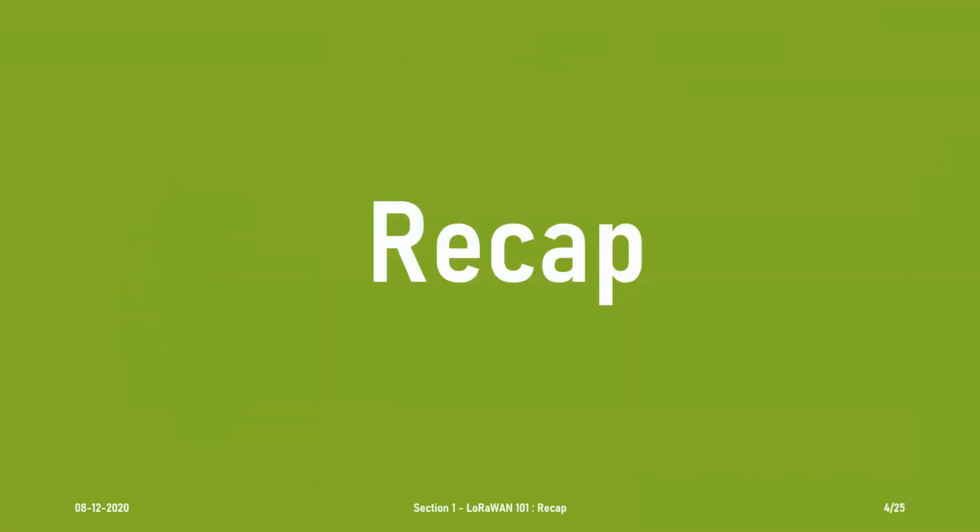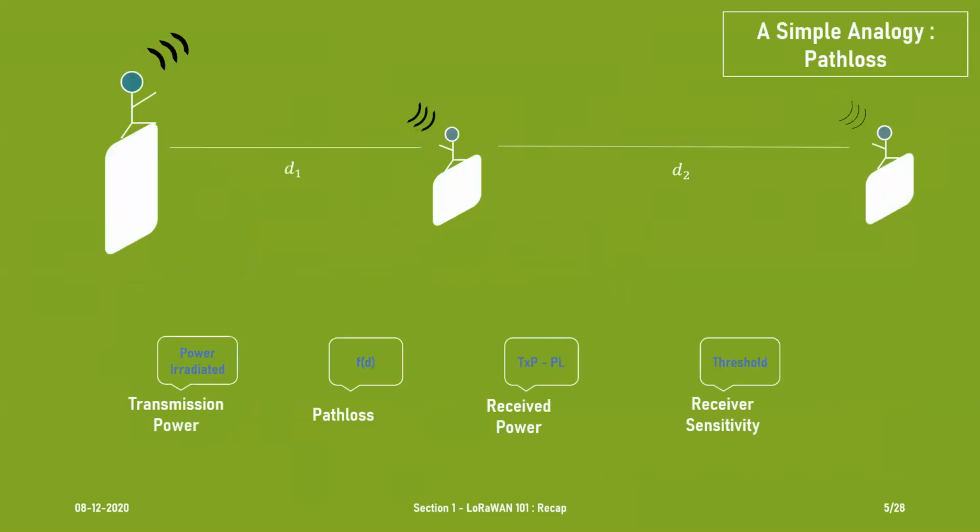So I'll give you a recap of what we discussed last time. We started with a simple analogy to understand path loss. I asked all of you to just remember your best friend and think of him standing on the roof of his house, trying to say something to you. And you are a d1 distance away from your friend.